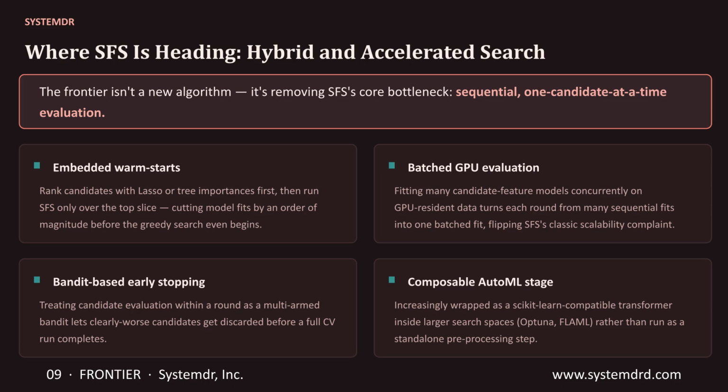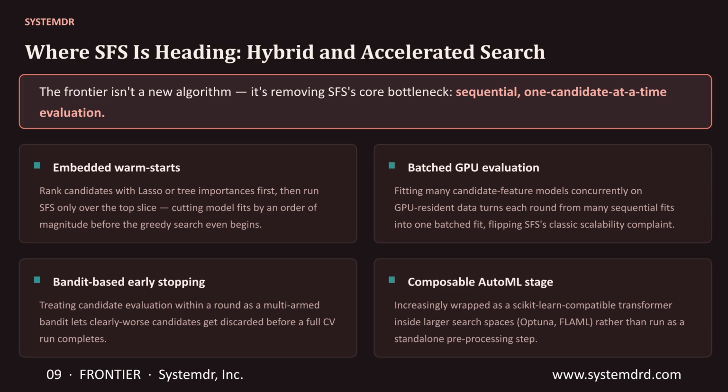Second, batched GPU evaluation. If you can fit many candidate feature models concurrently on GPU-resident data, you turn each round from many sequential fits into one batched fit. That directly attacks the classic scalability complaint about SFS. Third, bandit-based early stopping. Treat candidate evaluation within a round as a multi-armed bandit problem. You can discard clearly worse candidates before their full cross-validation run even completes, instead of waiting for every candidate to finish.